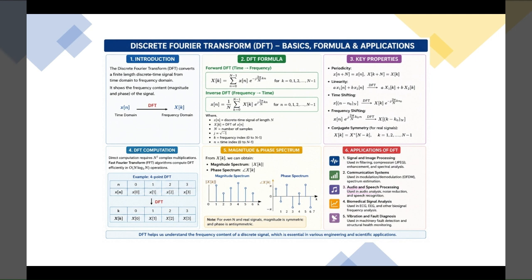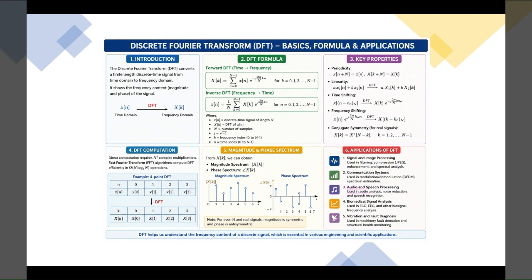Key properties of discrete Fourier transform: periodicity, which means that after certain n samples, the signal is going to repeat the same sequence. Linearity: here, two discrete sequences, x1 of n and x2 of n, are considered. When x1 is multiplied by constant a and x2 is multiplied by constant b and they are added in the time domain, it will be similar in the frequency domain also.